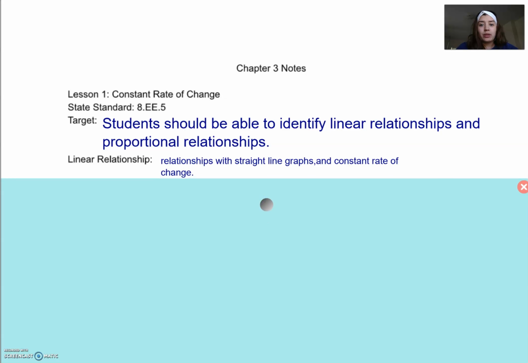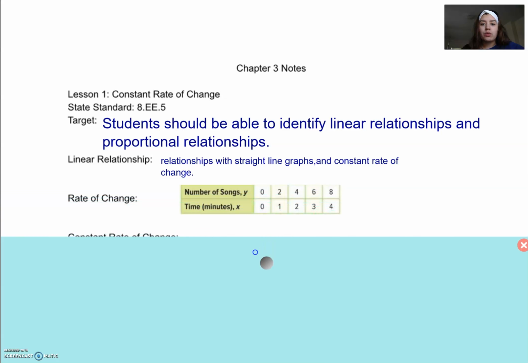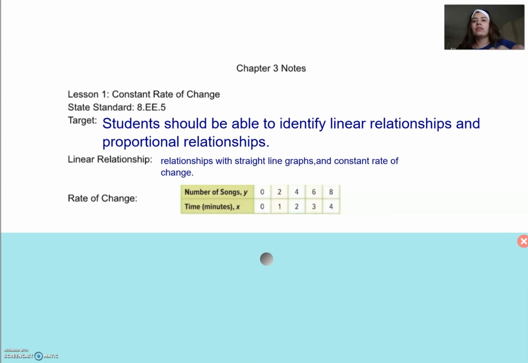First, I want to talk about what is a linear relationship. This is a relationship, like an equation, where the graph is going to be a straight line, and there's going to be a constant rate of change. Now, what is rate of change? So you will get either a table or a graph, and you will have some value x and some value y. In this case, it's number of songs per minute.